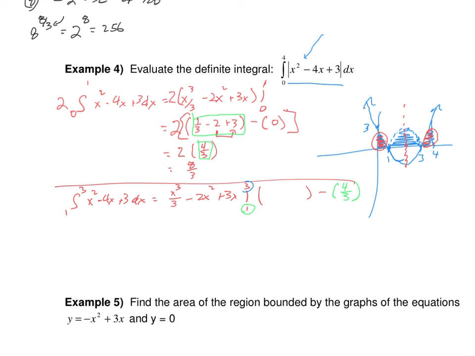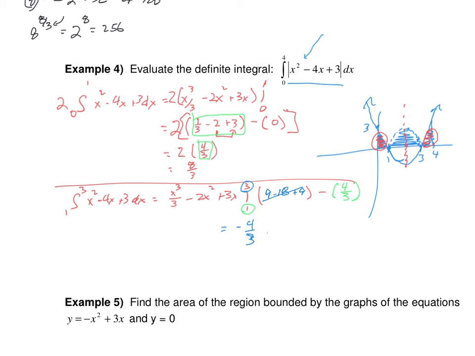Now I'm going to go back and evaluate at my upper limit of 3. So 3 cubed is 27. 27 divided by 3 takes it back to 9. So I've got 9 here. 3 squared is 9. 9 times 2 is 18. And then I have 3 times 3, which is also a 9. Okay, so this ends up going to 0. So then my final answer here is negative 4 thirds.